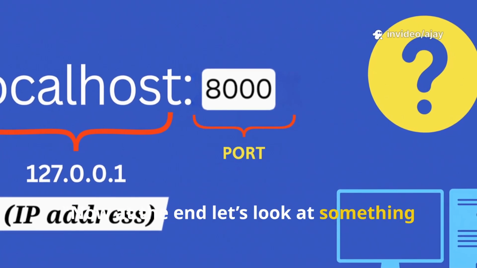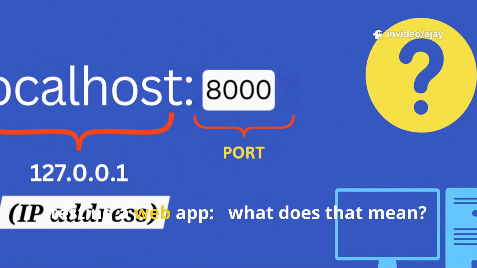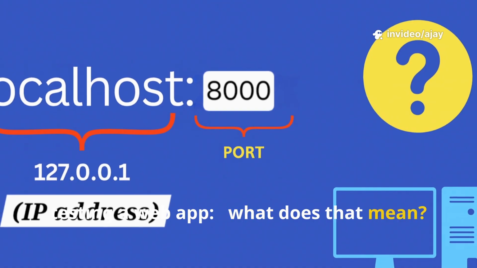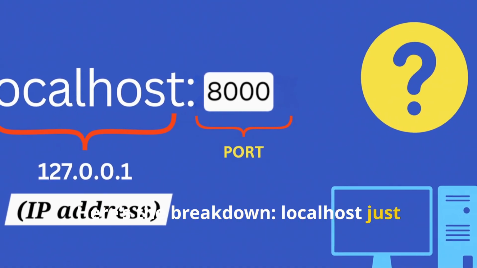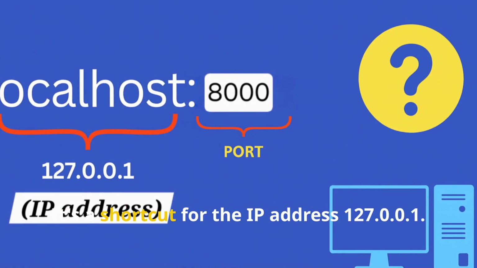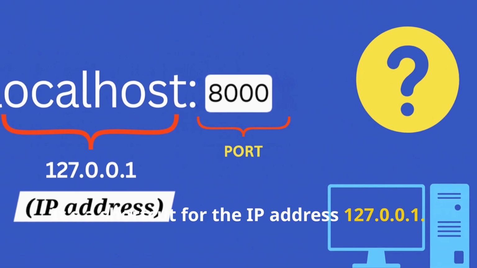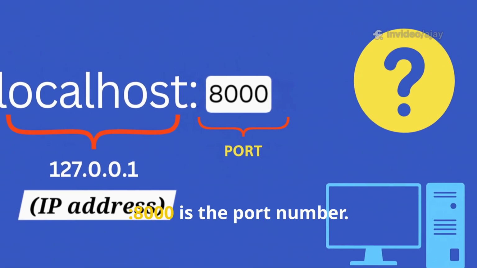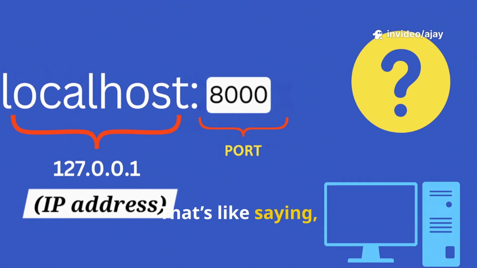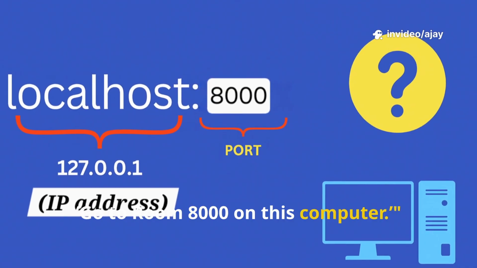Now at the end, let's look at something you might have seen while coding or testing a web app. What does that mean? Here's the breakdown. Localhost just means your own computer. It's a shortcut for the IP address 127.0.0.1. 8000 is the port number. That's like saying, go to room 8000 on this computer.